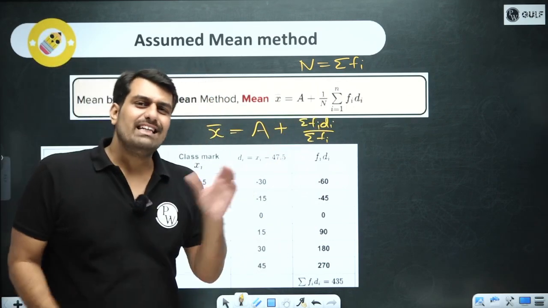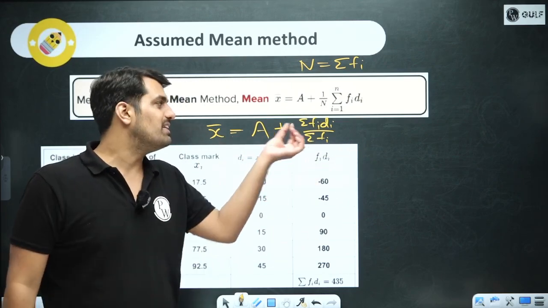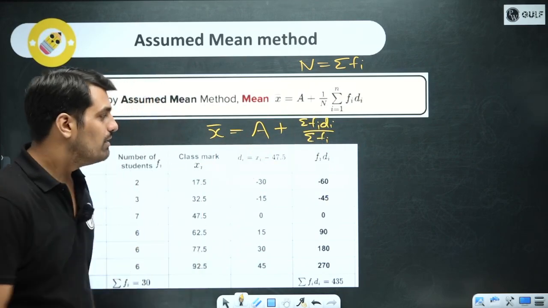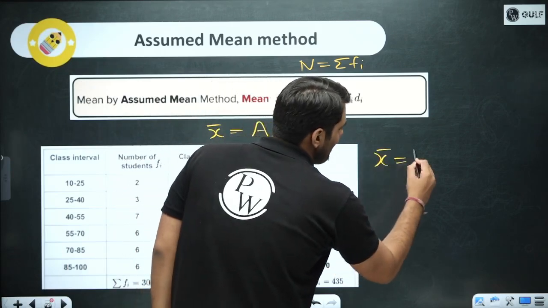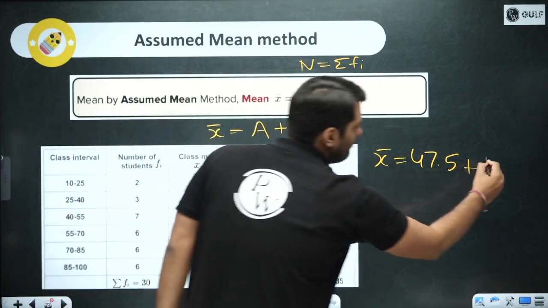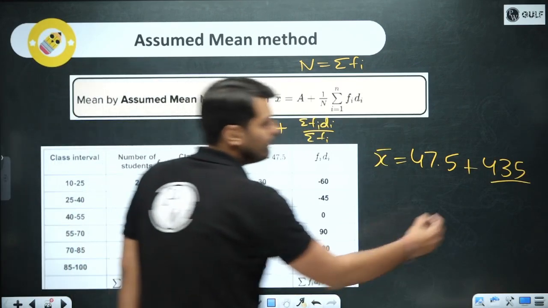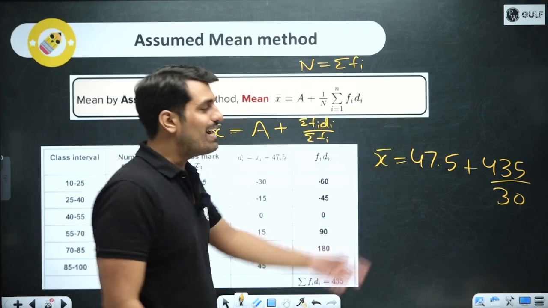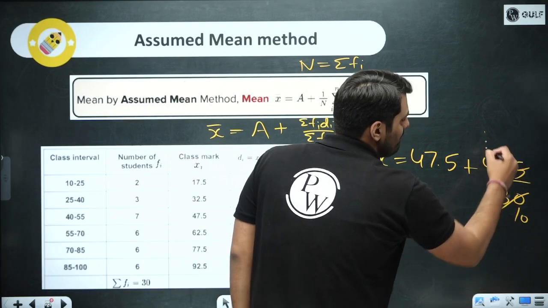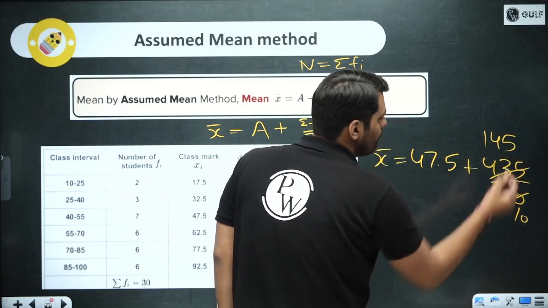So this correction factor is very much similar. In the previous case, mean was sigma fi xi divided by sigma fi. Over here, sigma fi di divided by sigma fi is simply added to the assumed mean. So over here, the assumed mean we have is 47.5 plus sigma fi di, which is 435, divided by the total frequency. The total frequency is 30. Divided by 30 over there. Doing the calculation, cancelling out by 3, this will be 10 and this will be 145. So 145 divided by 10, 14.5.